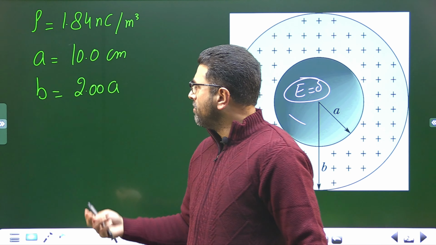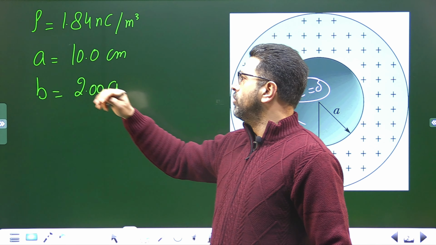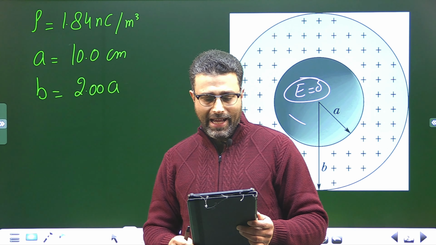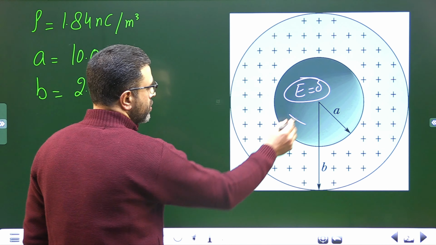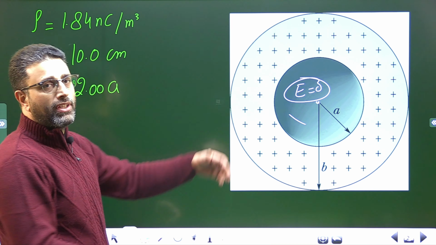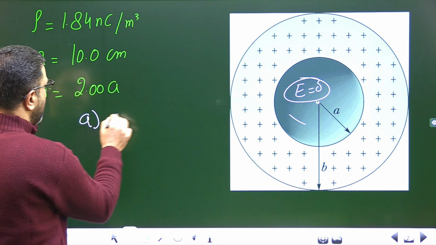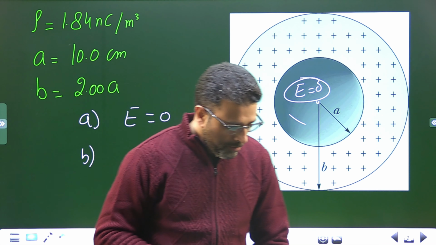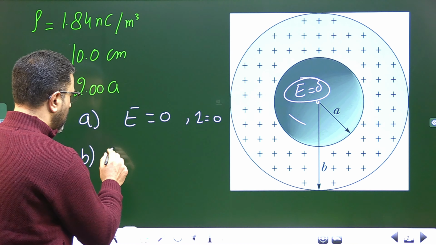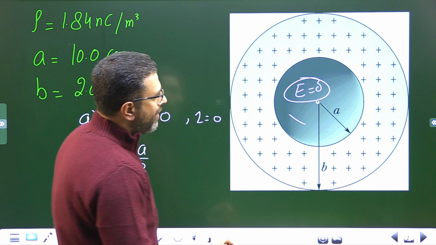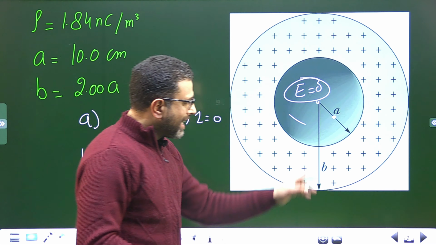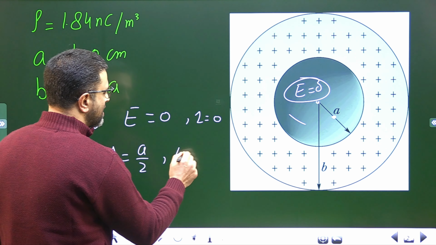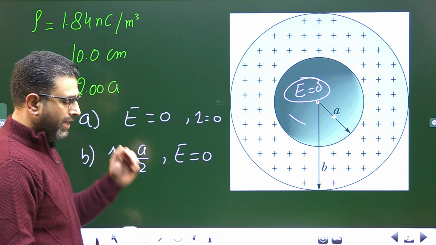Now, some data is given, rho is 1.84 nanocoulomb per meter cube, A and B are given. In part A, we are asked to find out field at r equal to 0, distance equal to 0, that means here. So, that point is lying within the cavity, so field is going to be 0. So, part A, field is equal to 0 at r equal to 0. Part B, at r equal to A divided by 2, is a point here. That's again a point lying within the cavity, so field is again 0.